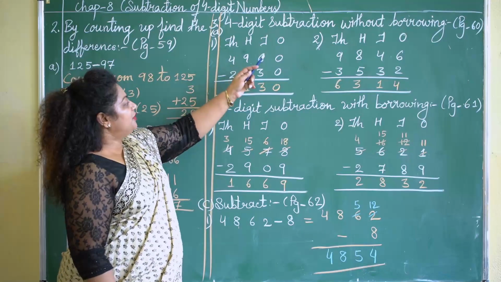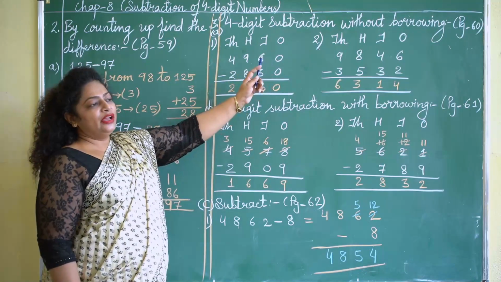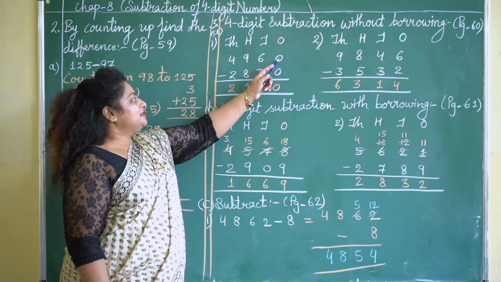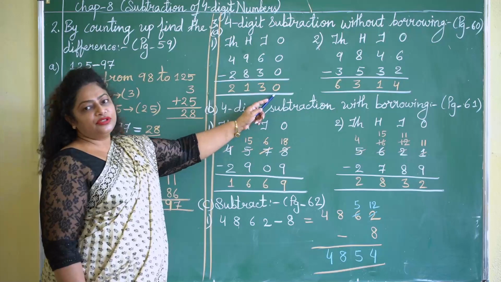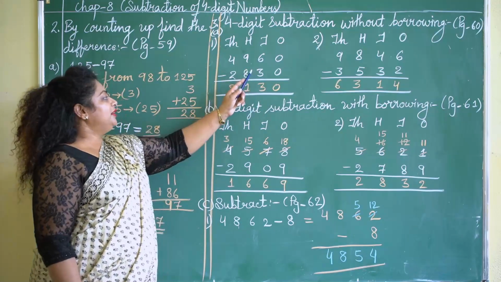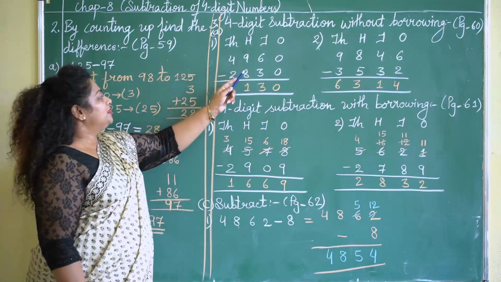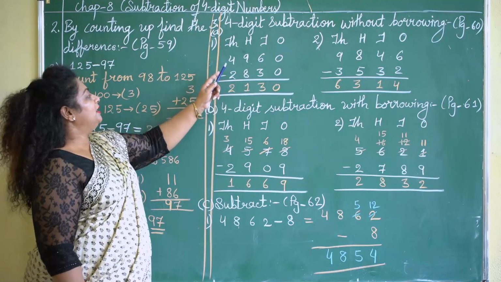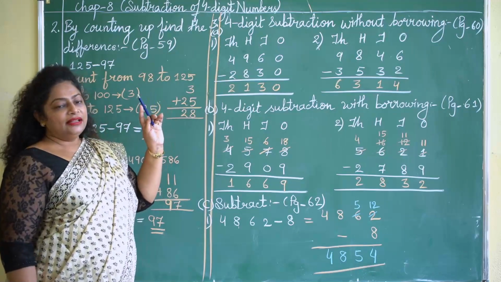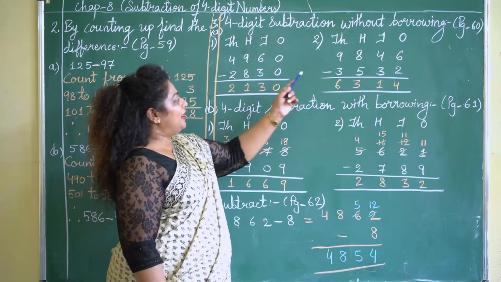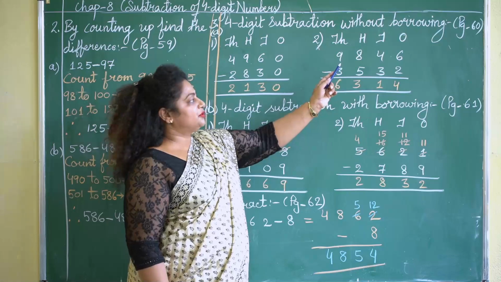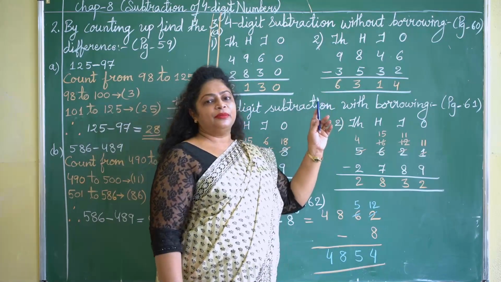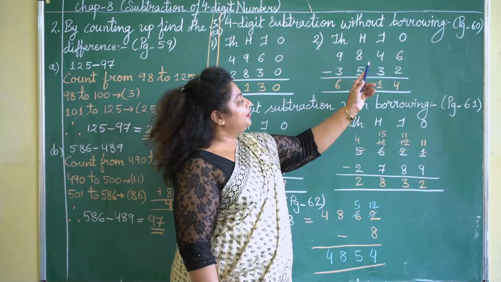Let's see. First of all, I always told you that we have to start subtracting from the ones place. So let us subtract: 0 minus 0 will give you 0. 6 minus 3 will give you 3. 9 minus 8 will give you 1. 4 minus 2 will give you 2. In the similar manner, we will subtract the next number also. As I told you, again we have to start subtracting from the ones place. Let us start subtracting the numbers now.